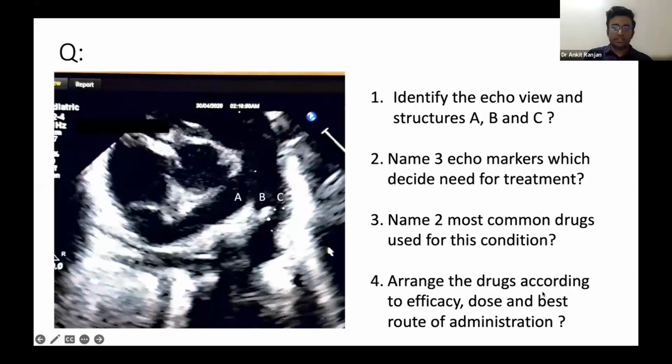So this is an echocardiographic view, and the first question is to identify the echo view and the structures labeled as A, B, and C. Name 3 echo markers which decide the need for treatment in such cases. Name the 2 most common drugs used for this condition and arrange the drugs according to efficacy, dose, and best route of administration.